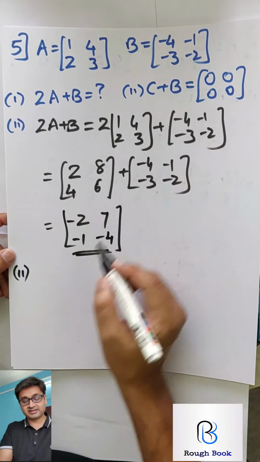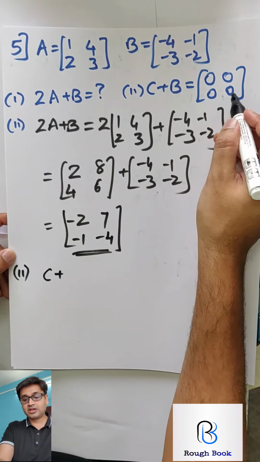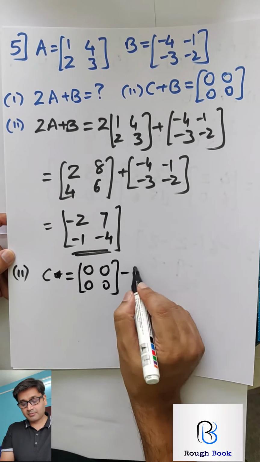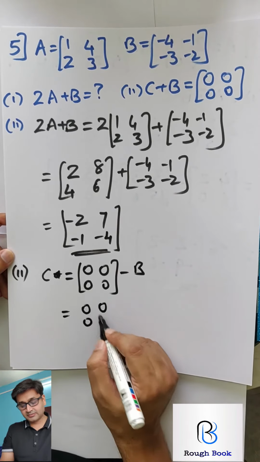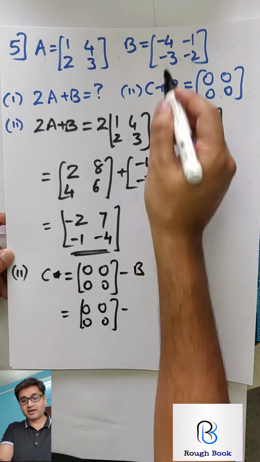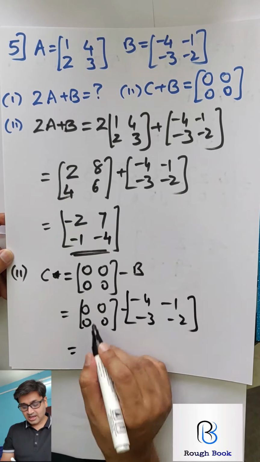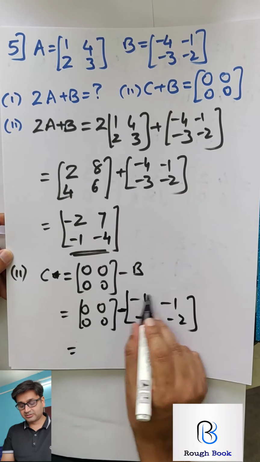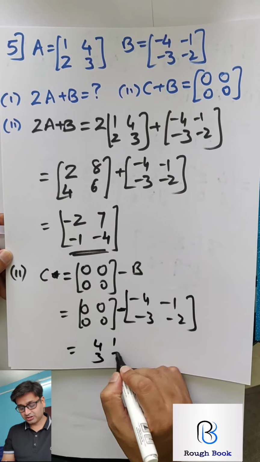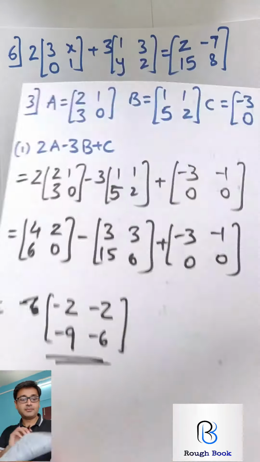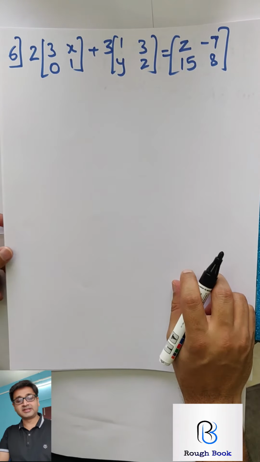Second part, they said that C plus B is equal to this. So I would write C is equal to 0 0 0 0 minus B. So what is minus B? So write the value of B. Minus 4, minus 3, minus 1, minus 2. And 0 with anything, only because of this minus sign, all signs will change. And this will be my final answer. Easy? Brilliant. Sum number 6.